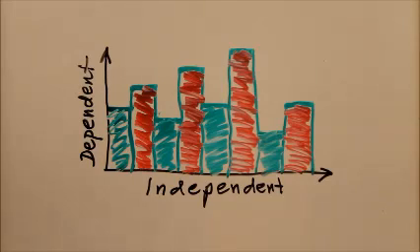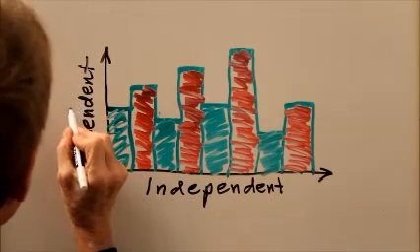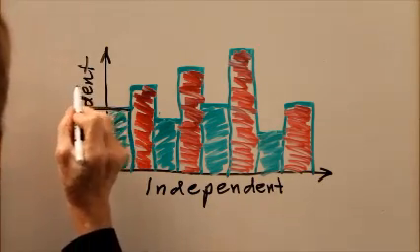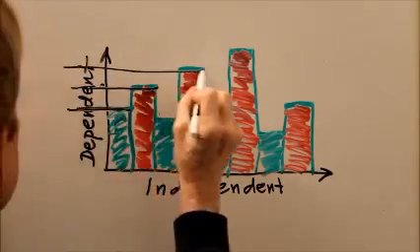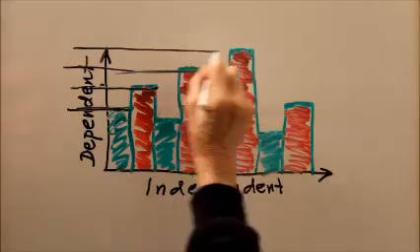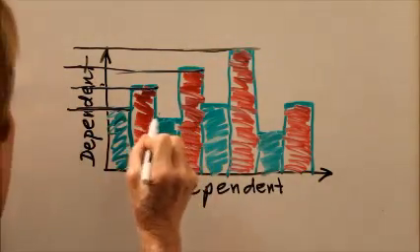Well, the question asks us, what do the heights of these bars depend on? What does the height of each bar depend on? Well, the answer to that question is the value of the dependent variable. Like this, like this, like this, like this, and so on and so on.